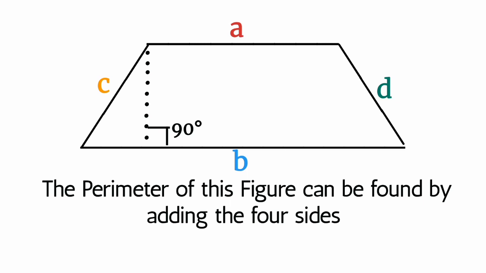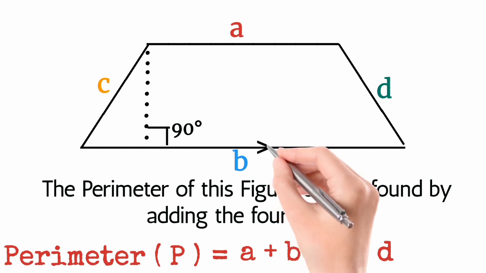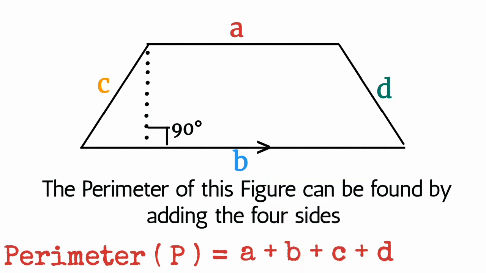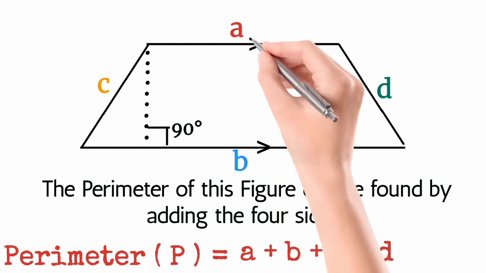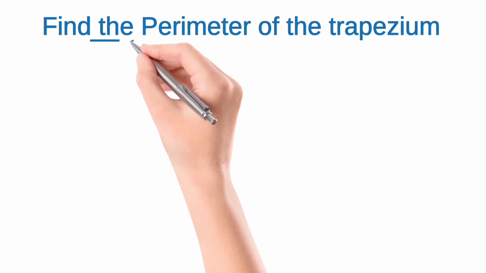We can use the four sides to find the perimeter by the method of addition. The perimeter P is equal to A plus B plus C plus D. To indicate that the lines are parallel, we draw our arrows through the base A and base B. Please note that the arrows are important.